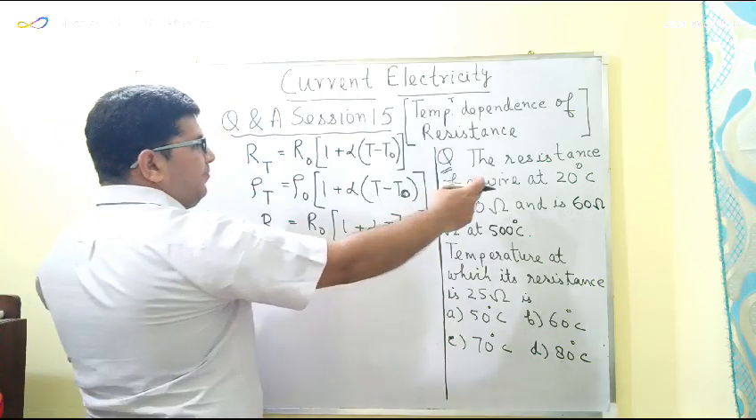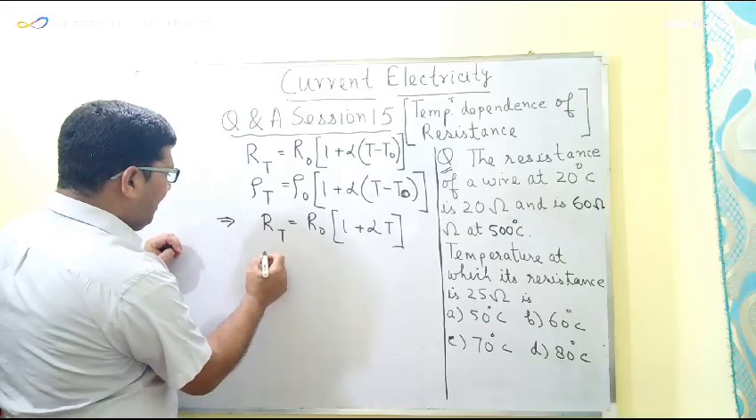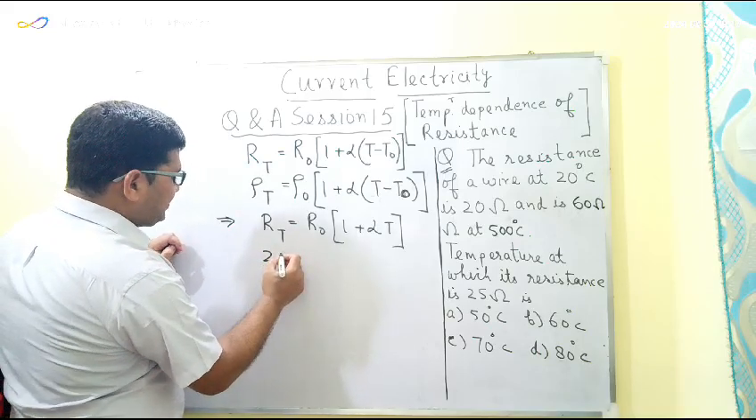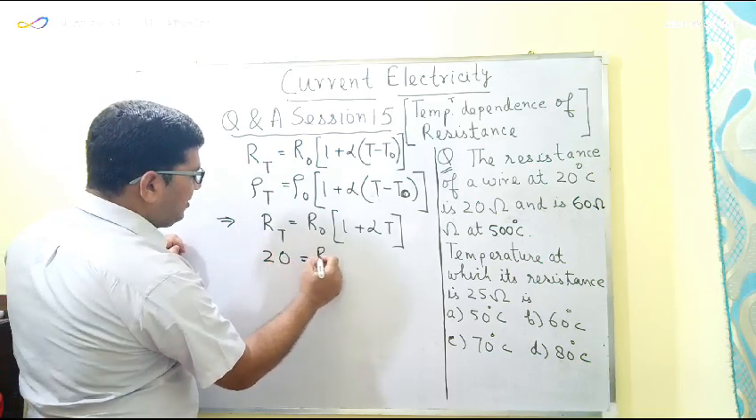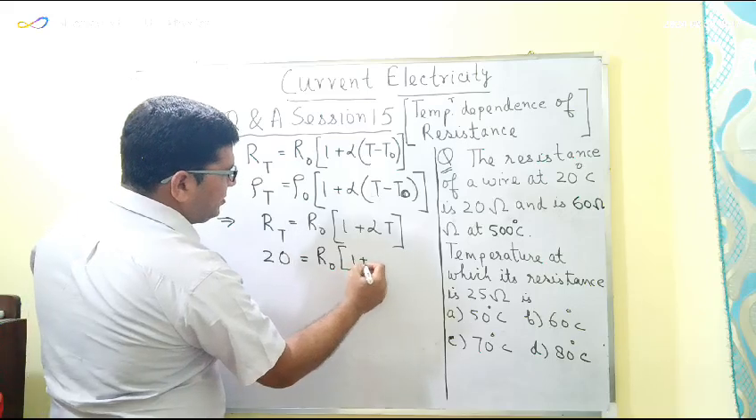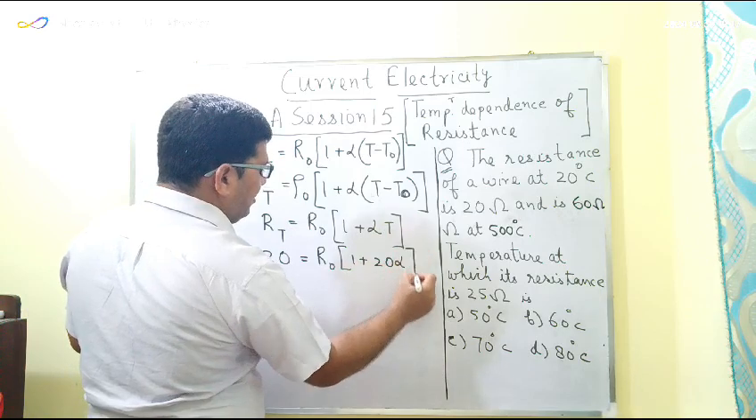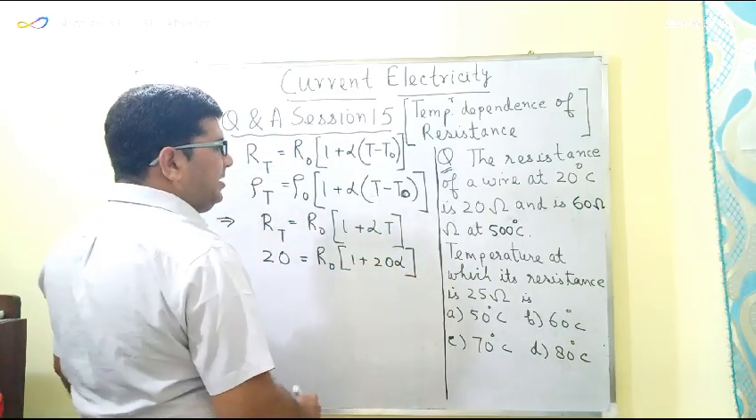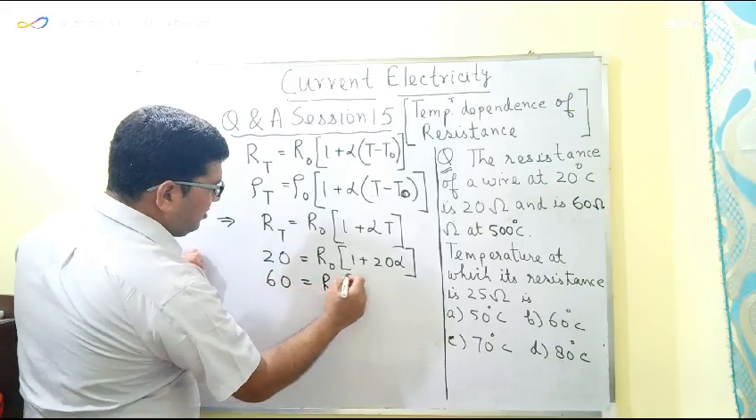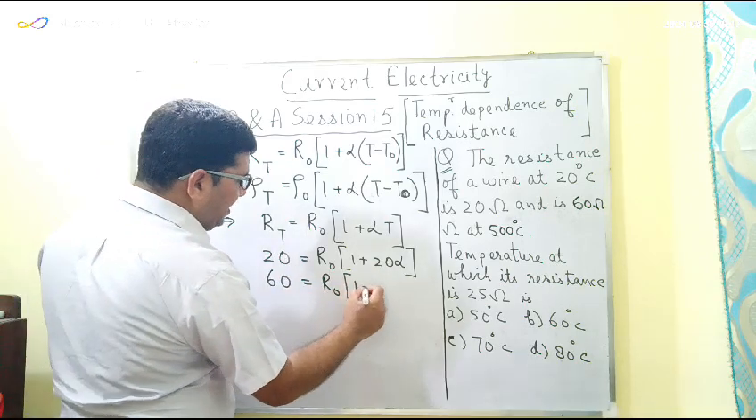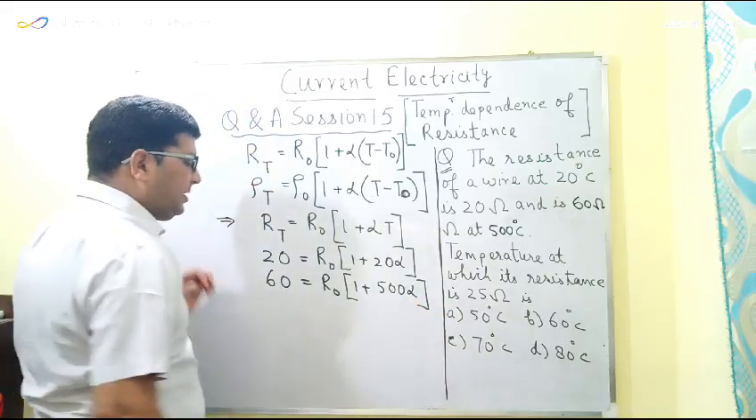In the first case the resistance of the wire is 20 ohms at 20 degrees centigrade. So the resistance at 20 degrees centigrade is 20, and this is R_0 (1 + 20 alpha). Now in the second case the resistance is 60 ohm, so 60 will be equal to R_0 (1 + 500 alpha), because T is equal to 500 in this case.